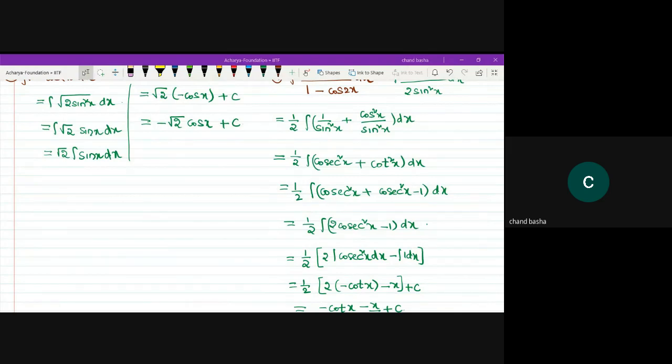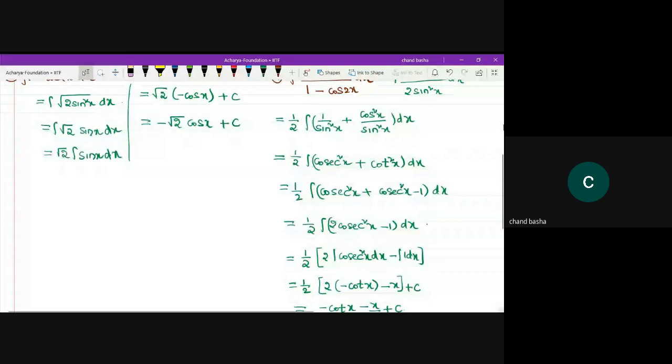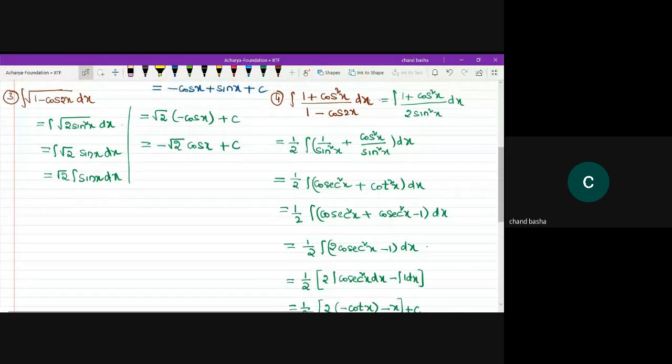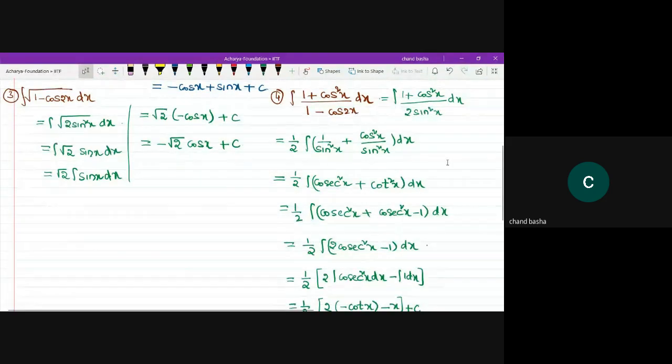So you people always try to concentrate on the formulas. And here, let us concentrate on which formula I'm going to apply. Cosecant square, I have the direct formula, but I don't have any formula for cot square. Cot square, we can write it as cosecant square x minus 1. And in the first step, if I'm splitting directly 1 divided by 1 minus cos 2x, I don't have any formula. So we can write 1 minus cos 2x as 2 sine square x. That's it from this question.